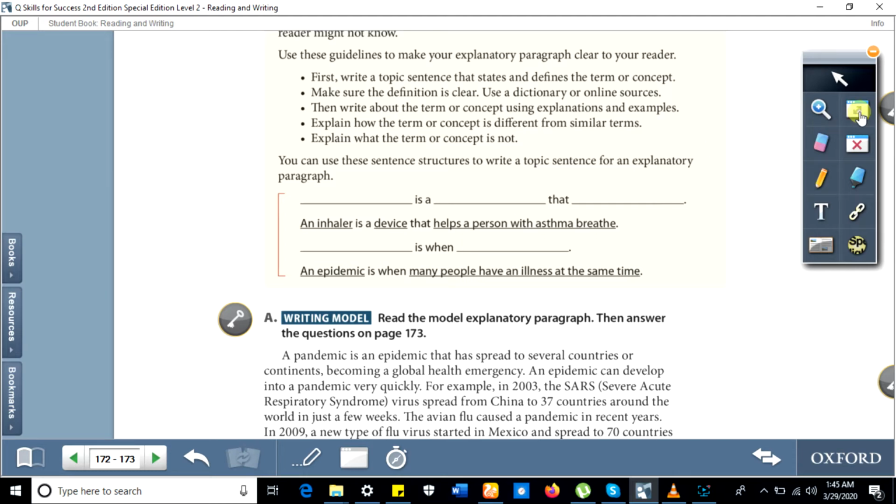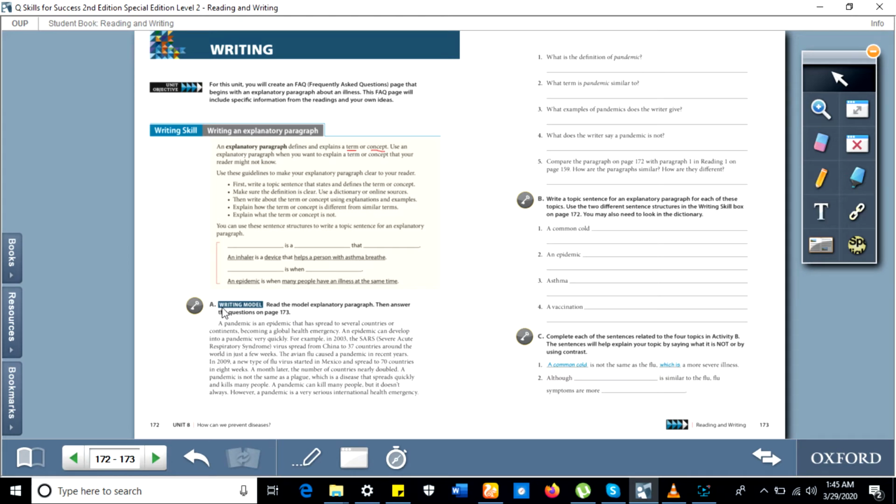Now what you need to do is to read this paragraph and answer these questions, right? So just read the paragraph and answer these questions. After that, you have here, write a topic sentence for an explanatory paragraph for each of these topics. Use the two different sentence structures in the writing skill box on page 72. You may also need to look in the dictionary.